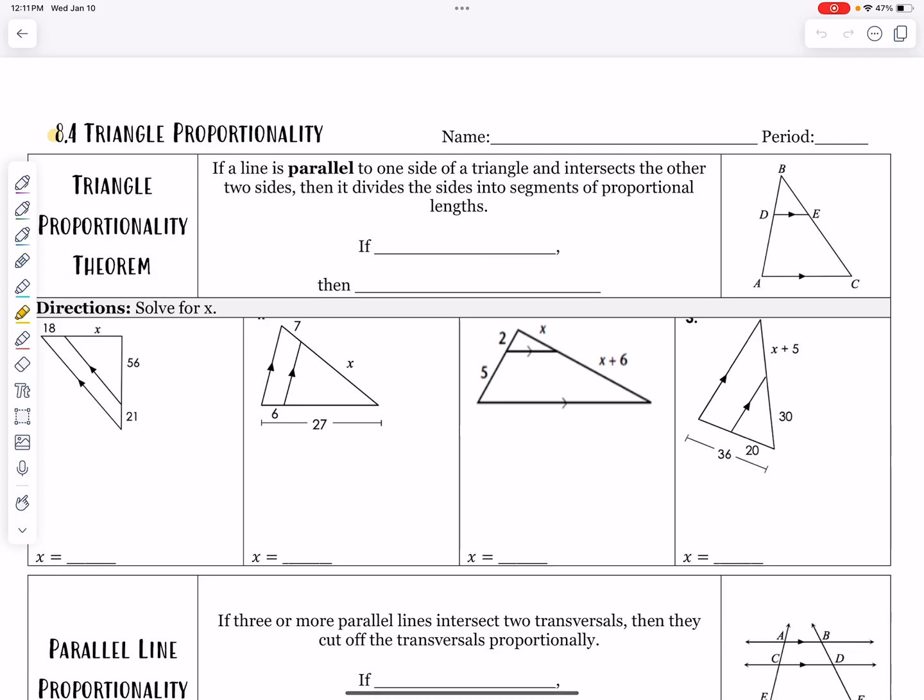Hello everyone, and welcome to our 8.4 notes on triangle proportionality. I know that sounds scary, but I promise you it's not. We're going to be working with a whole bunch of proportions today, just like we have been the rest of this unit.